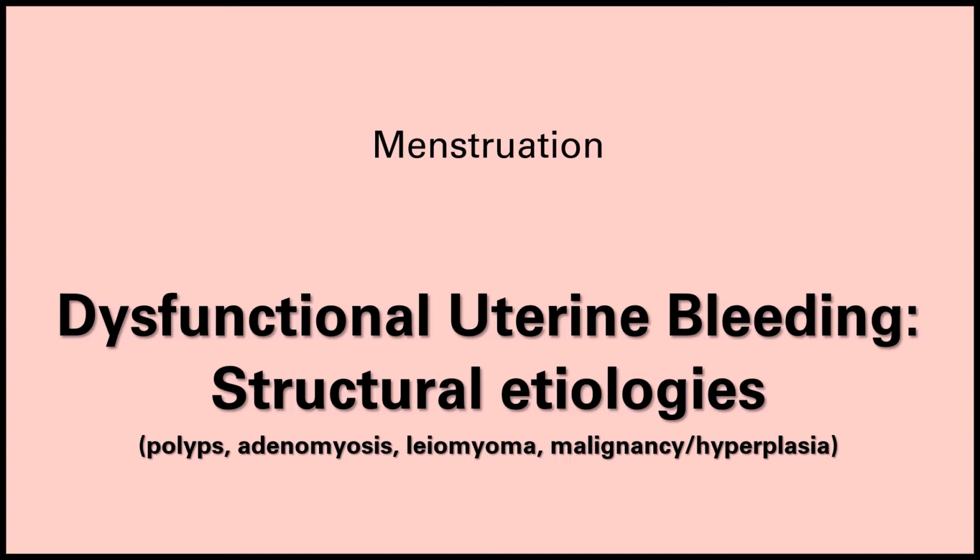First, polyps. These are growths attached to the inner wall of the uterus that extend into the uterine cavity. They're often asymptomatic, but the most common symptom is intermenstrual bleeding, or bleeding that occurs between periods. While polyps can develop into malignancy, the overwhelming majority of them are benign. Diagnosis is made with ultrasound and hysteroscopy, and treatment is hysteroscopic polypectomy, or removal of the polyps.